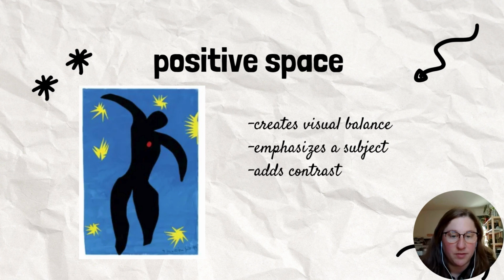Positive space creates visual balance, emphasizes the subject, and adds contrast. So we have this shape, everything in black here would be the positive space, and everything in blue would be the negative space. But then there's also these shapes imposed around it, which create visual interest, and it creates that contrast, being like a yellow shape on a blue background using a complementary color scheme.